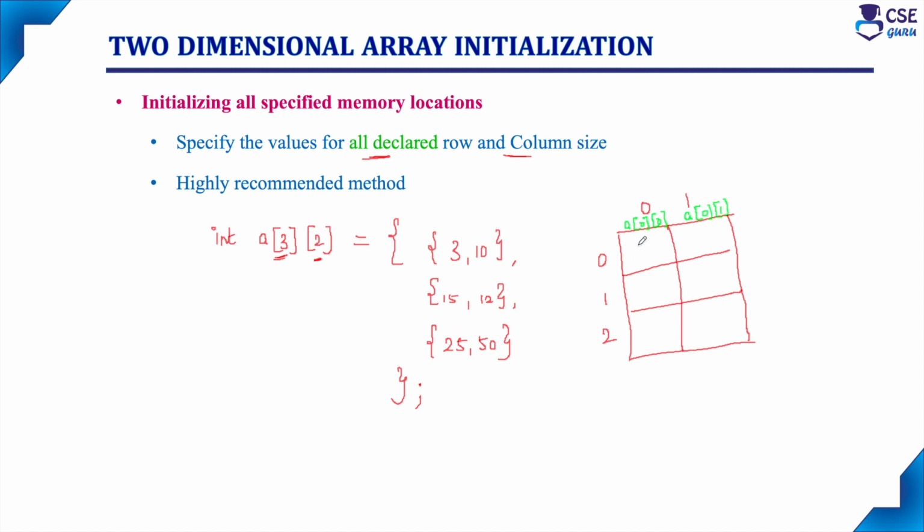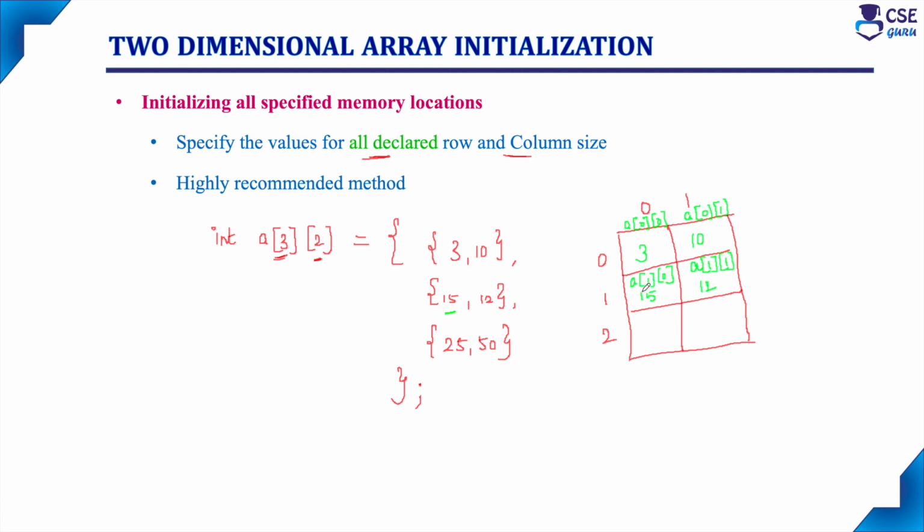In this location, the value 3 will be stored and 10 will be stored. In the next row, this is a of 1, 0, and in this location the value 15 will be stored. Similarly, this array index is a of 1, 1, and here the value 12 will be stored.